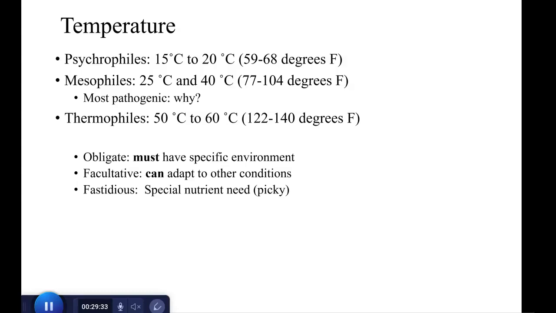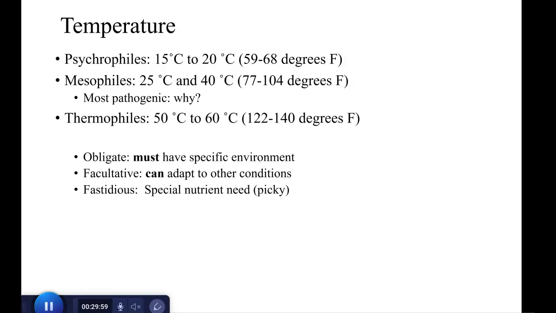So psychrophiles like it a little cooler. They are happiest at temperatures of 15 degrees Celsius to 20 degrees Celsius. If you're not too familiar with Celsius, that would probably be about 59 to 68 degrees Fahrenheit. Mesophiles like it between 25 degrees Celsius and 40 degrees Celsius. So that's about 77 to 104 degrees Fahrenheit.